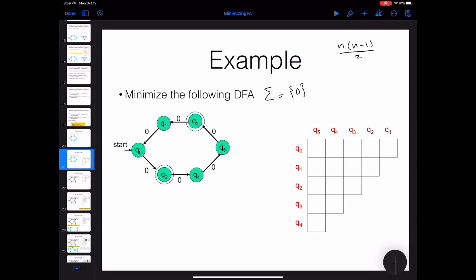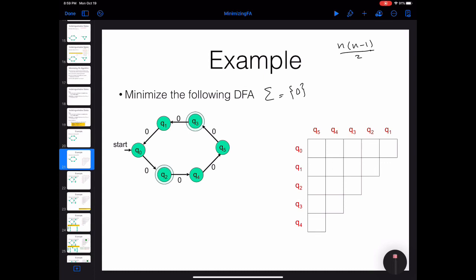So after drawing the table, the first step is to put all the information that we have. The very first thing that we know is that all those states which are accepting are not going to be equivalent with those which are not accepting states.